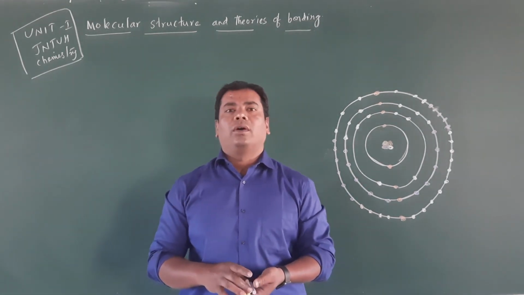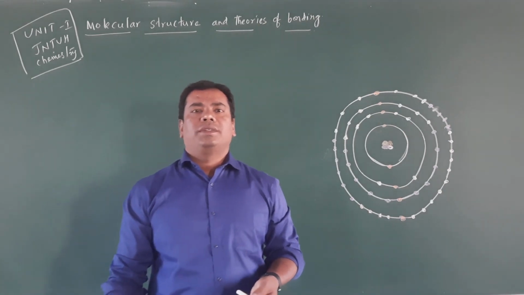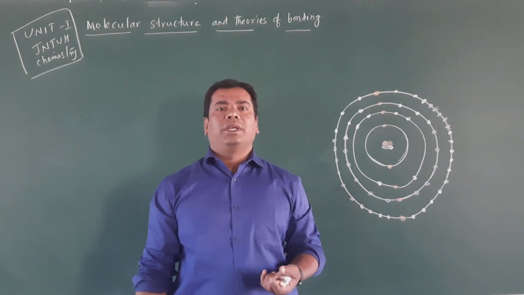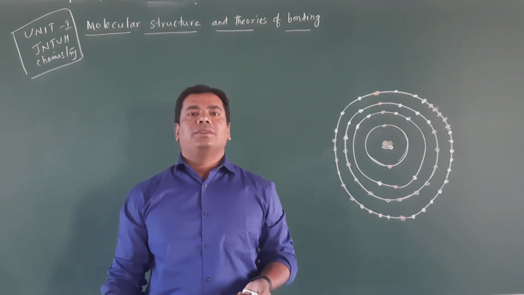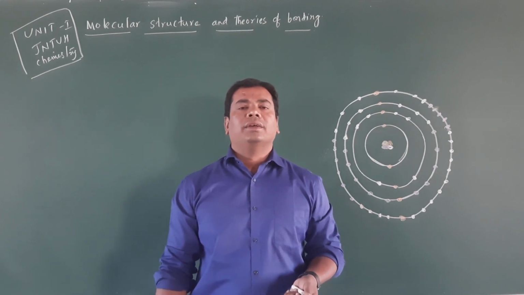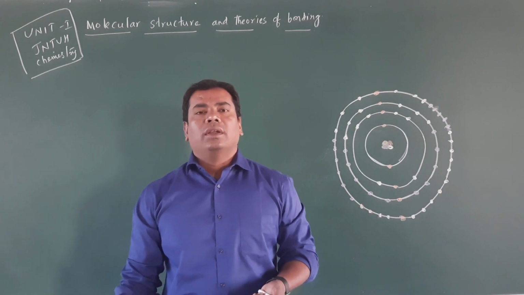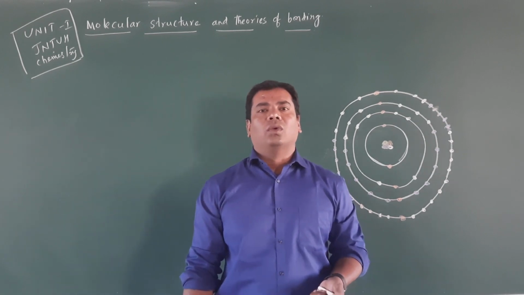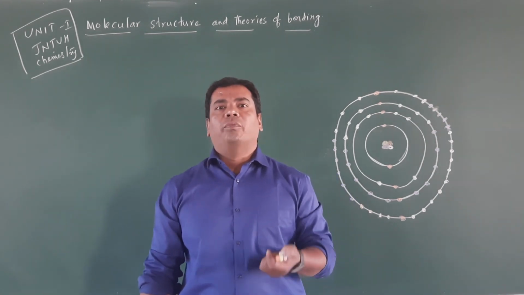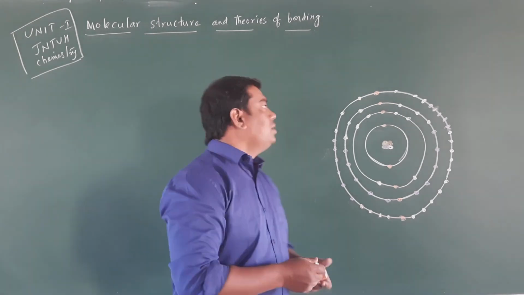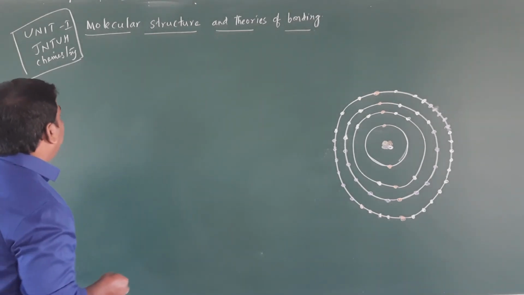So today our topic is B.Tech First Year Chemistry, as per the JNT syllabus. The first chapter is molecular structure and theories of bonding. In this topic, we will learn the basic concepts of what is an orbit and what is an orbital. Clear? Right. So here, what is an orbit?